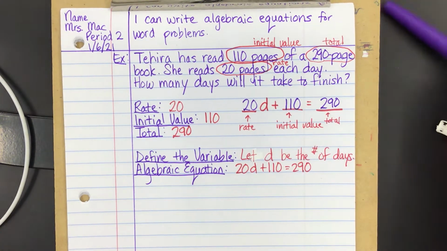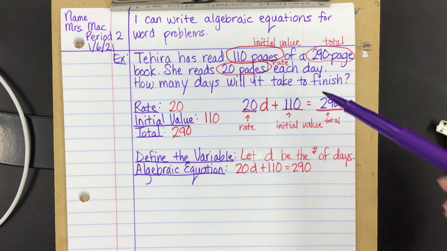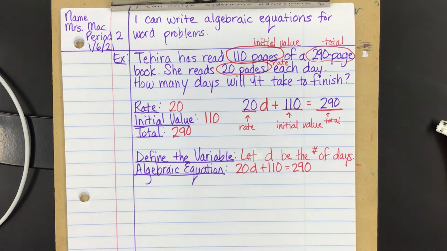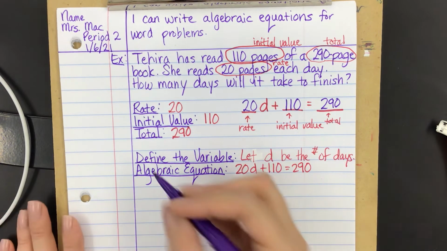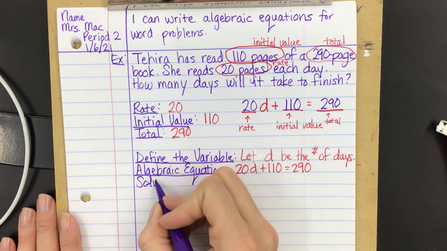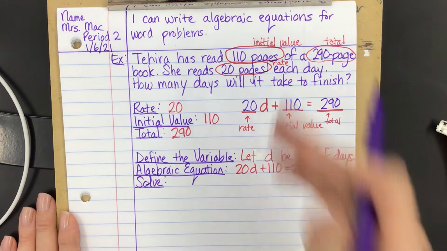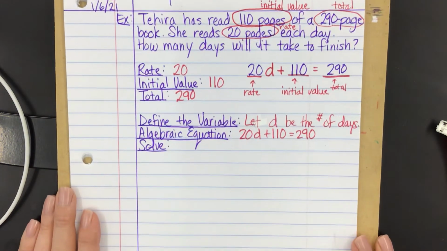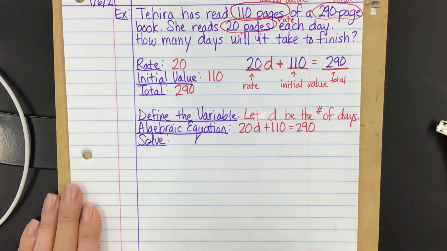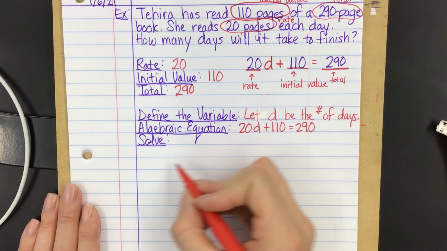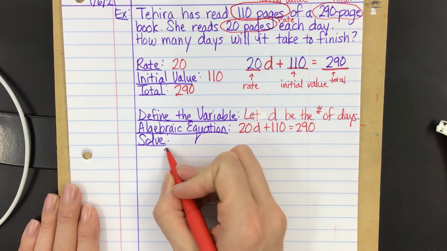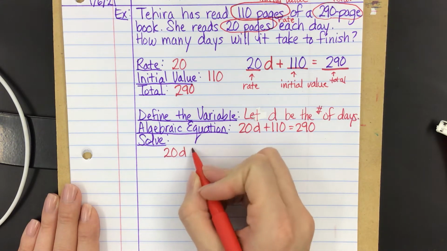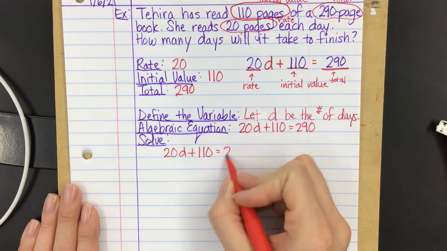Okay, I know that you guys are perfectly capable of solving this problem without ever writing an algebraic equation, but I need to see it because that's what we're working on, and it's a very important skill for you guys to have for the future, okay? And then you need to solve it. Tell me how many days it's going to take her to finish her book. So let's go ahead and do that work underneath here. So we have the algebraic equation, and so we just solve it like we normally would any other equation. So this is going to be 20 times d plus 110 equals 290.